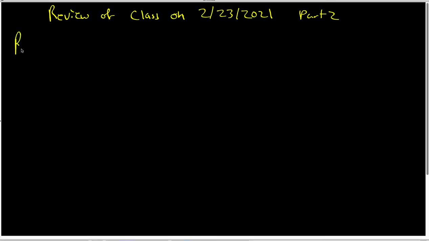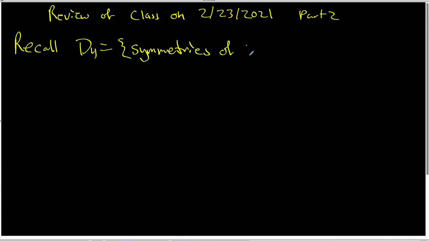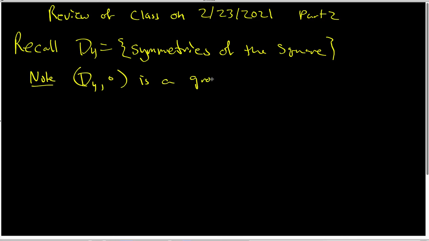So I want to recall that D4 is the set of symmetries of the square. And we have found that D4, under its composition, is indeed a group. It is a group with 8 elements, and it is a non-commutative group with 8 elements. And in a previous video, we even looked at the Cayley table for D4.